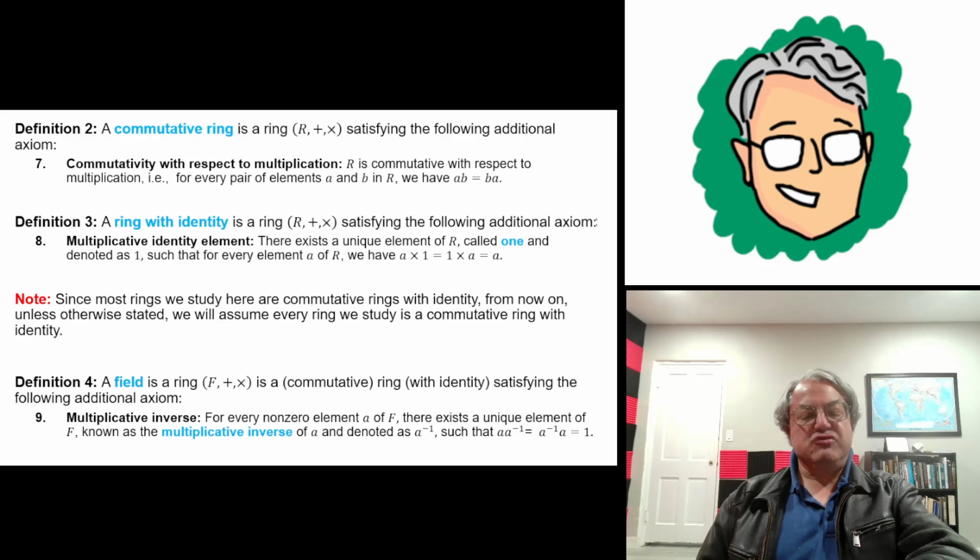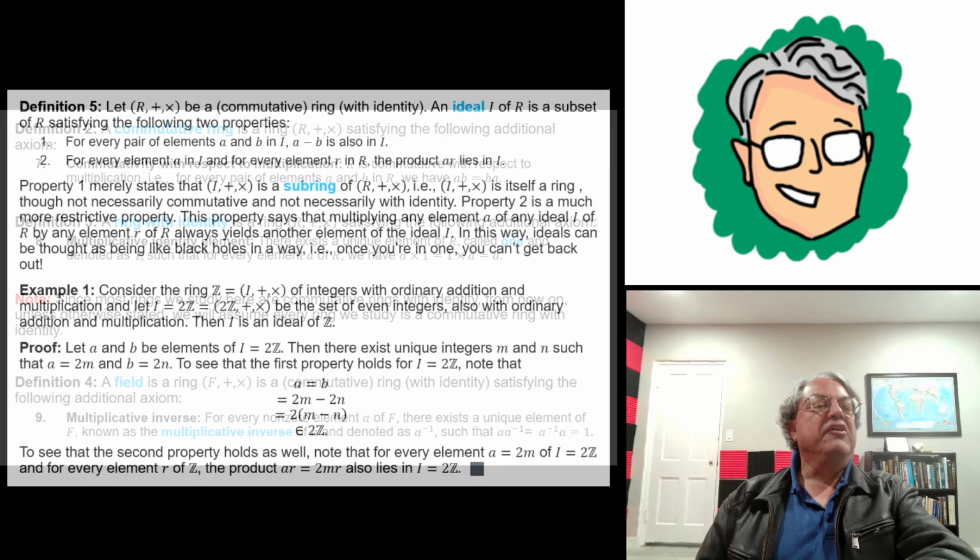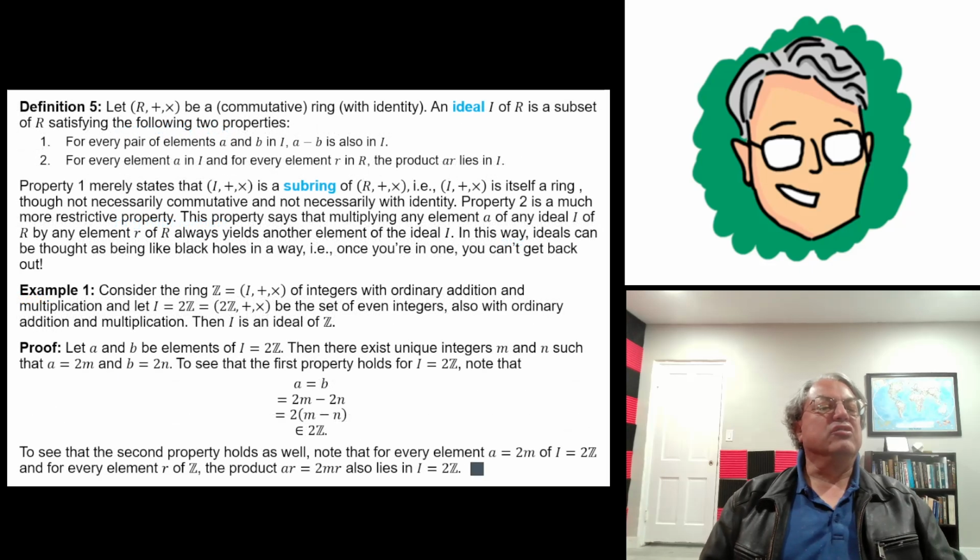Anyway, those are some pretty basic definitions, which I already went over last time. I'm just going over them again because they're very important. And then here's another definition. This is something we haven't seen yet, and this is a very important concept. This is what's called an ideal.